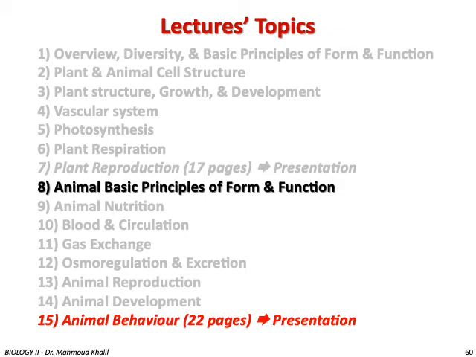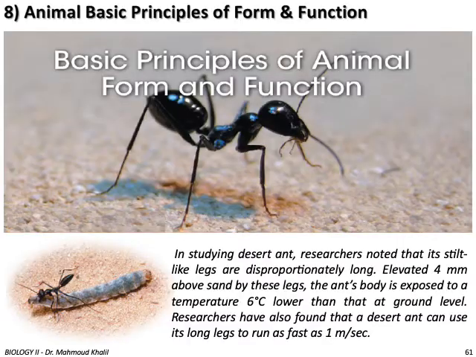We'll continue the lecture with the animal basic principle of form and function. So if you look closely into this picture, you can see that the ant living in the desert has long legs, and this gives these organisms the advantage of lifting its body above the ground. So the organs and the body will be 6 degrees Celsius lower in temperature than the temperature of the sand or the temperature of this desert.